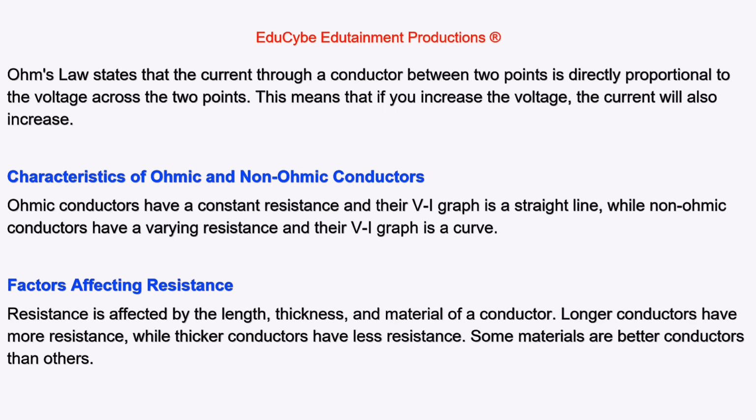Factors affecting resistance. Resistance is affected by the length, thickness, and material of a conductor. Longer conductors have more resistance, while thicker conductors have less resistance. Some materials are better conductors than others.